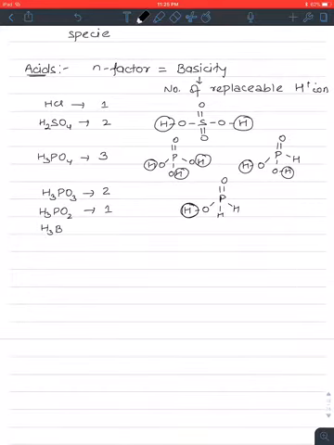If I'm having H3BO3, in this case the N factor is 1. The structure of H3BO3 is like this.